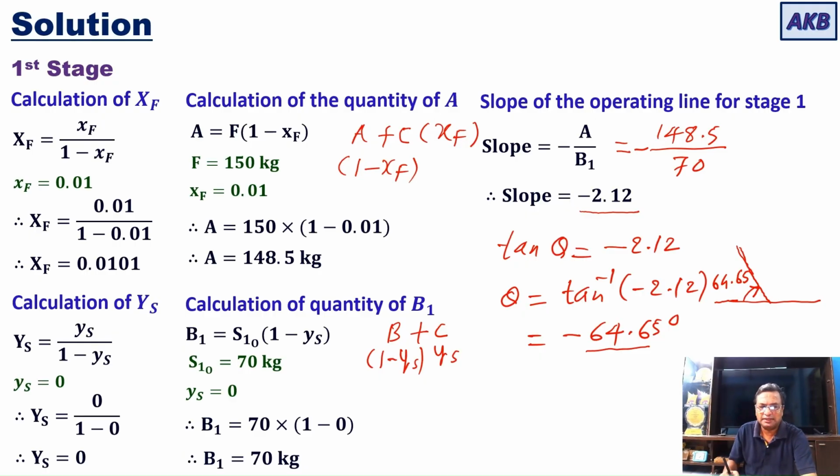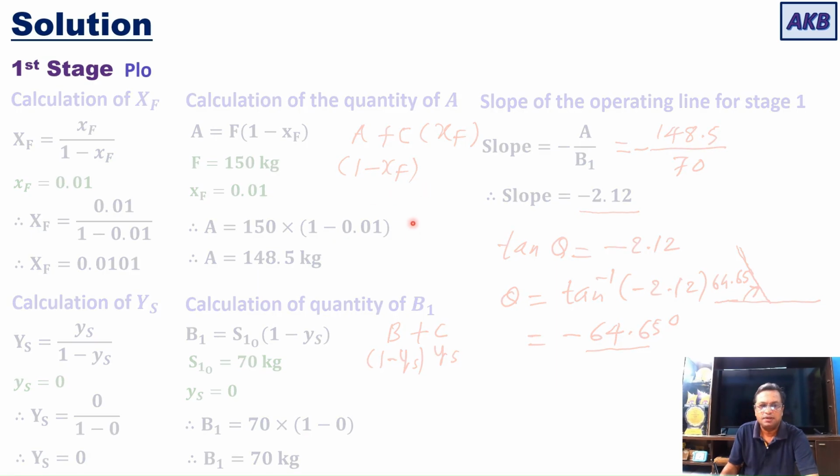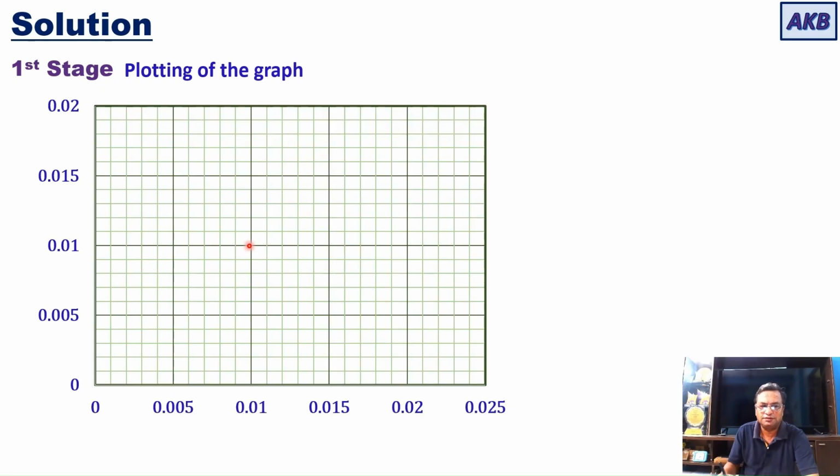Okay. So at the end of these calculations, we have got the slope of the operating line for stage 1, and we will be using it to plot the operating line on the equilibrium diagram. So let us do that. So let us plot the graph. On the x-axis, we are going to plot capital X. On the y-axis, we are going to plot capital Y. So if the given data is plotted, you are going to get the equilibrium curve.